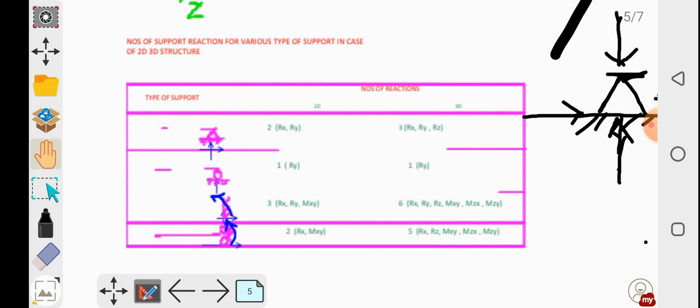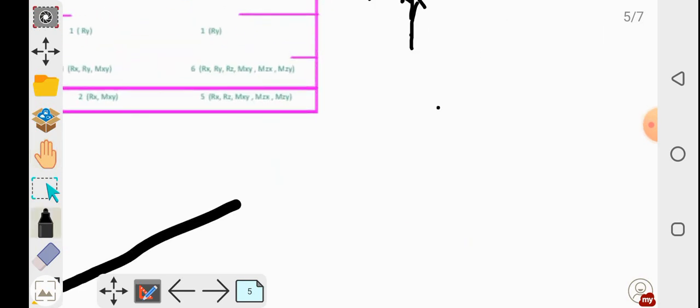So now we will discuss the next type of support, that is roller support. Roller support is represented like this. Now we will imagine a practical situation of roller support.